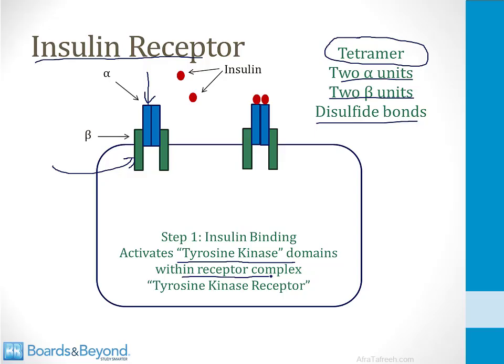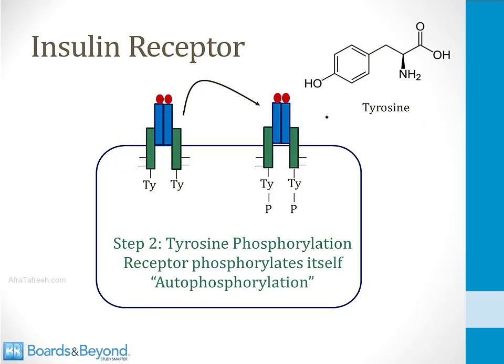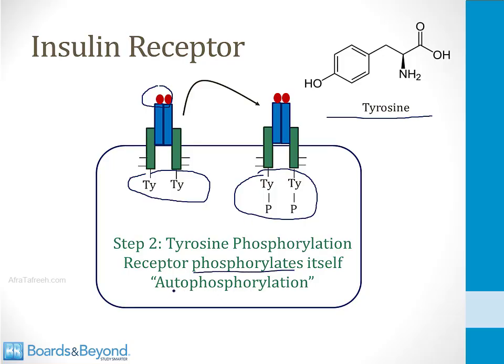But what you should know is that the insulin receptor is often referred to as a tyrosine kinase receptor, and that's because it has these tyrosine kinase domains. At the top right side of the screen is the structure of the amino acid tyrosine, and there are many tyrosine molecules that are part of the insulin receptor, as I've shown in this drawing. When insulin binds to the receptor, those tyrosine molecules become phosphorylated by the receptor. The receptor phosphorylates itself, hence this is called autophosphorylation, by the tyrosine kinase domains that are part of the receptor.